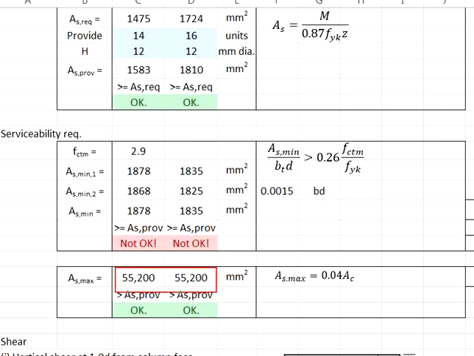The As maximum calculated, you compare with the As provided. The As provided does not exceed the As maximum. That means the pad footing is not overly reinforced.